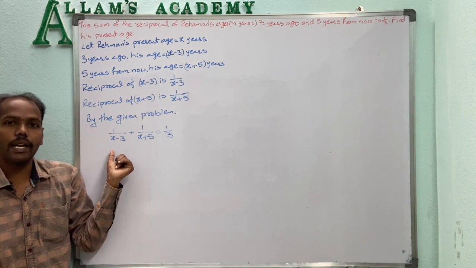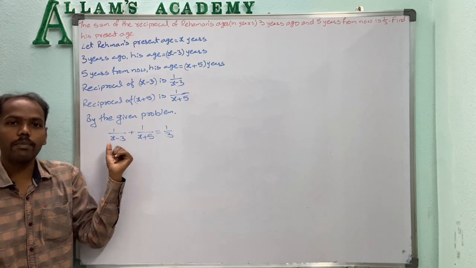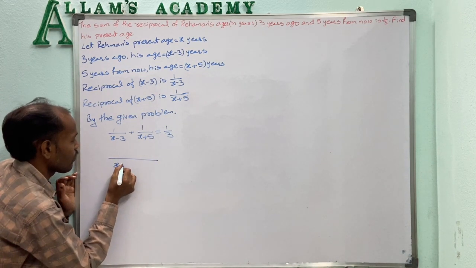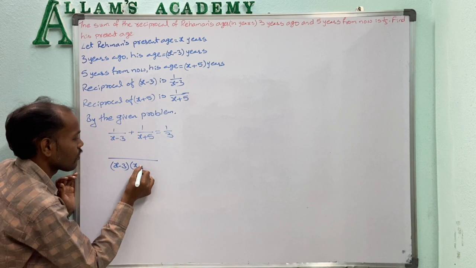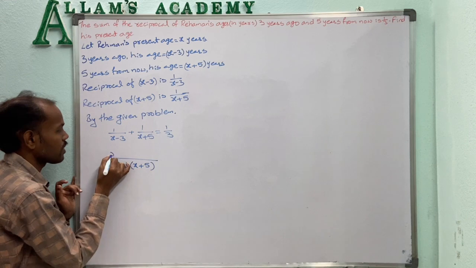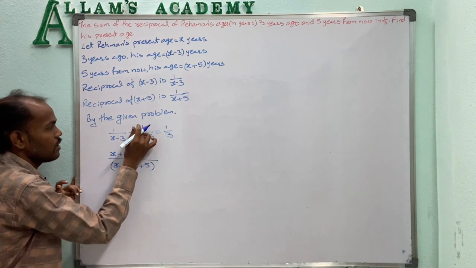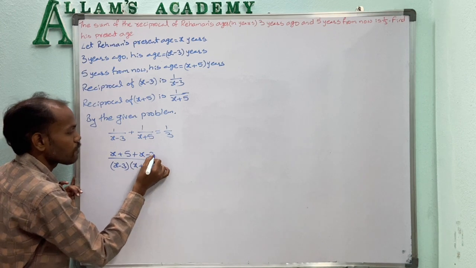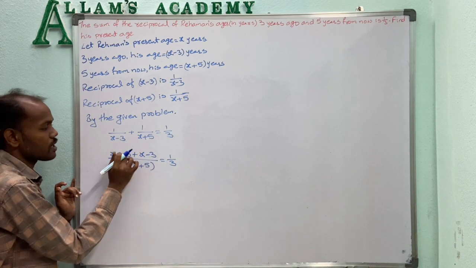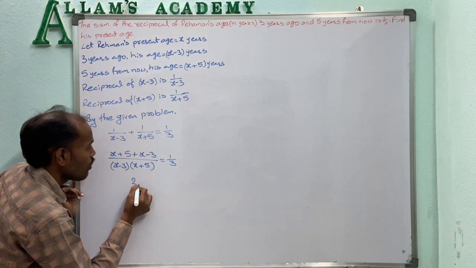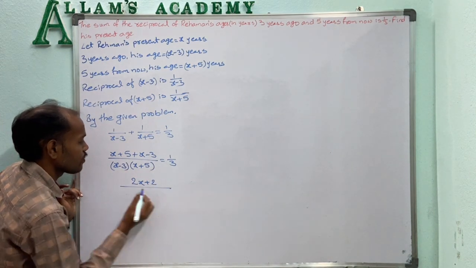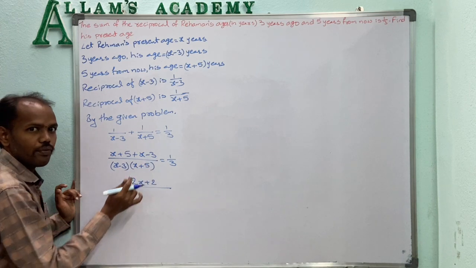Now finding the LCM of x minus 3, x plus 5, that is nothing but x minus 3 into x plus 5. So multiplying with this numerator, 1 into x plus 5 is nothing but x plus 5, plus 1 into x minus 3 is nothing but x minus 3, equal to 1 by 3. Now x plus x is nothing but 2x, 5 minus 3 is plus 2, by x minus 3 into x plus 5 multiplication doing.